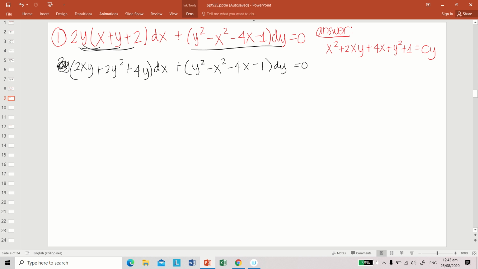Now, let's take the partial derivatives of this function. This is going to be our M, and this is going to be our N. Taking the partial derivative of M with respect to y, we have 2x plus 4y plus 4. Then taking the partial derivative of N with respect to x, y squared becomes 0, and we have negative 2x minus 4, since the partial derivative of a constant is just 0.